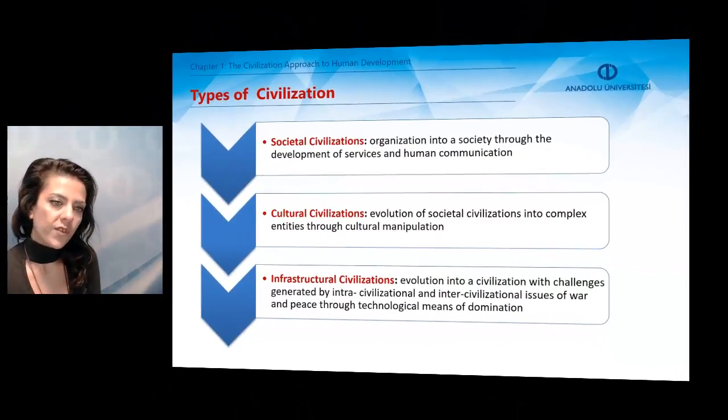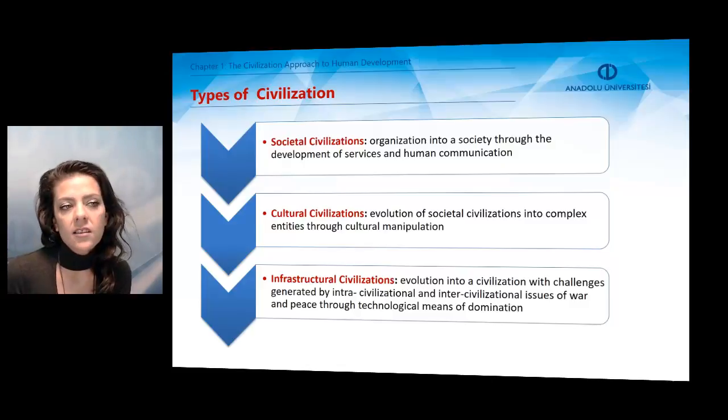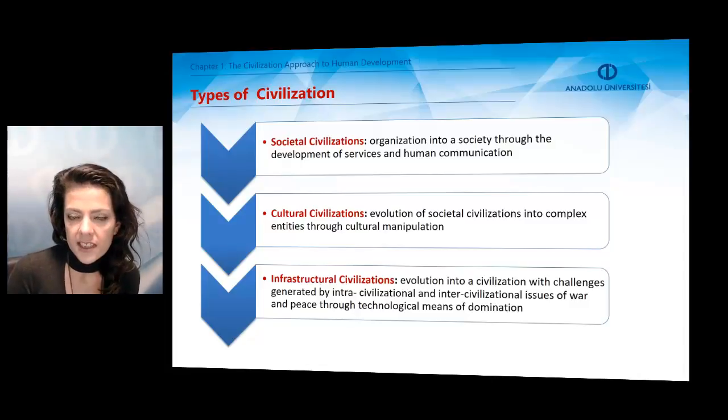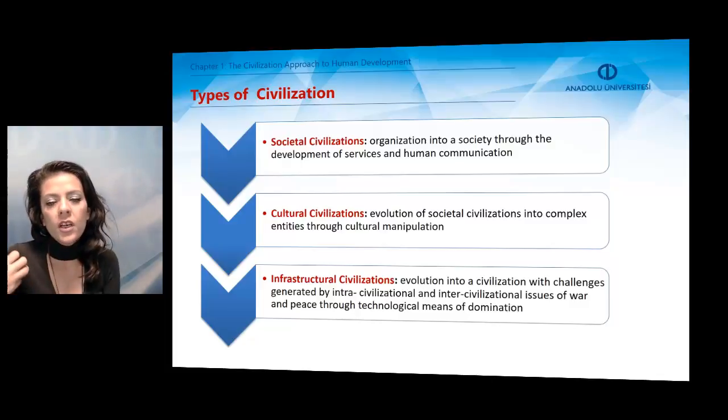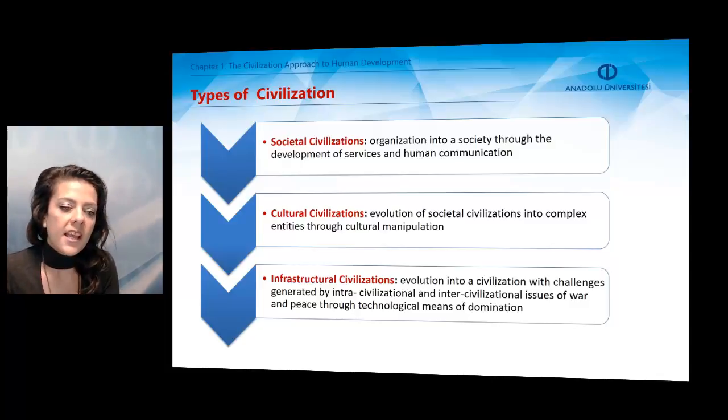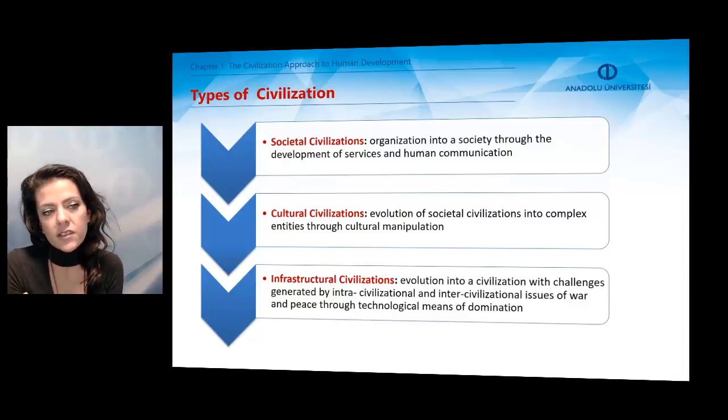We can talk about three types of civilizations under the headline of types of civilization. The first one is societal civilization. Here we can talk about organization into society through the development of services and human communication. In the second type, cultural civilization, the societal civilizations evolved into more complex entities through cultural manipulation. Finally, in infrastructural civilization, there is the evolution of the cultural civilizations, this time into a civilization with challenges generated by intra-civilizational and inter-civilizational issues of war and peace through technological means of domination. So when we are considering the types of civilization, we see a kind of hierarchical continuum.